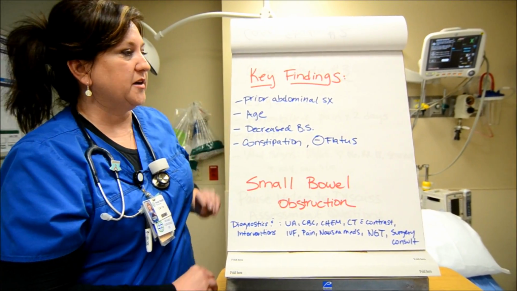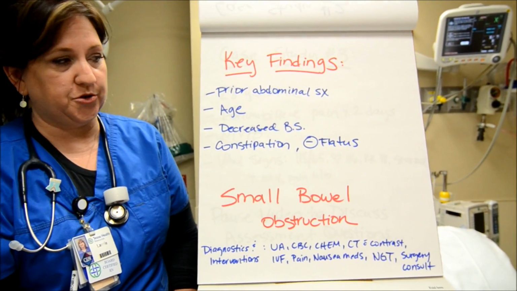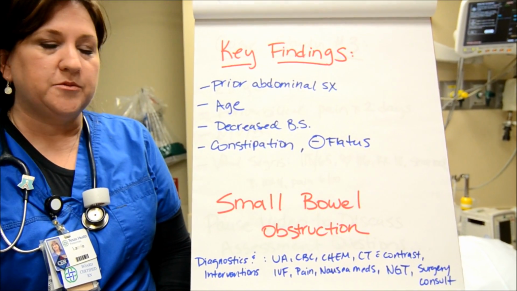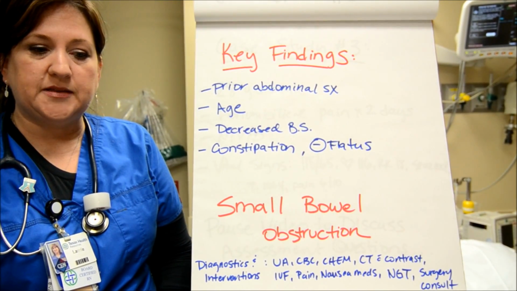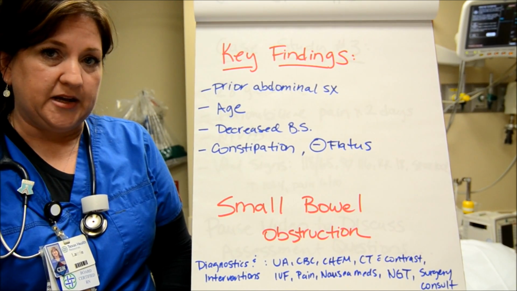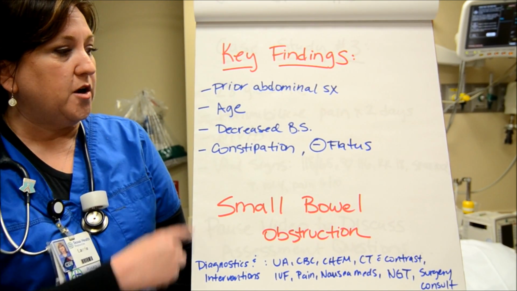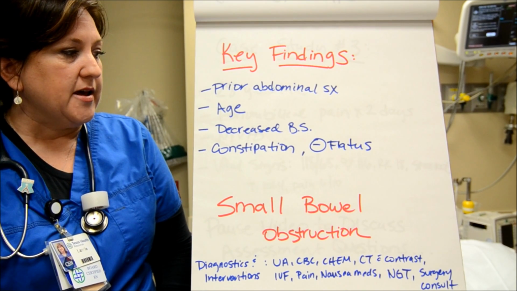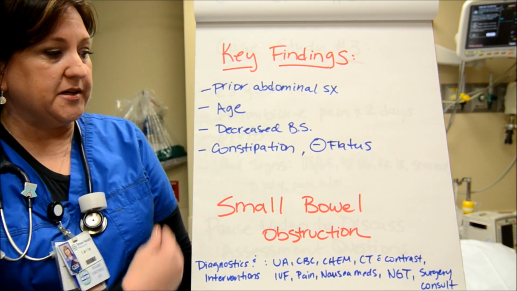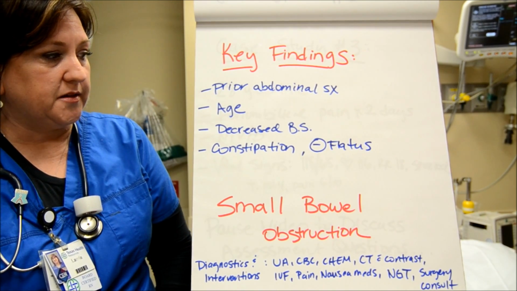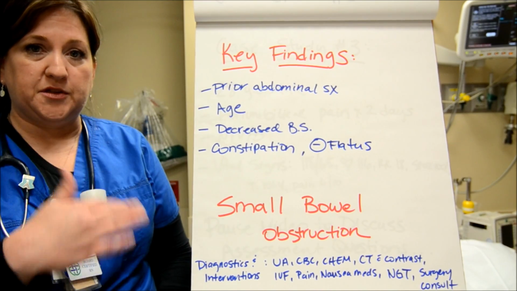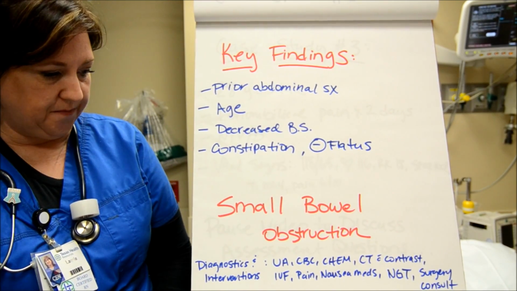Key findings for this patient is prior abdominal surgeries. We suspect this patient may be having a small bowel obstruction. With small bowel obstruction, you often see it in patients that have had prior abdominal surgeries, which can create multiple adhesions and problems with the small bowel. Her age is also a factor. You'll often see small bowel obstructions with older patients. You're going to have decreased bowel sounds. Also, the constipation and the fact that she's not passing any gas leads us to believe that there's a kind of a kink and things aren't getting through.